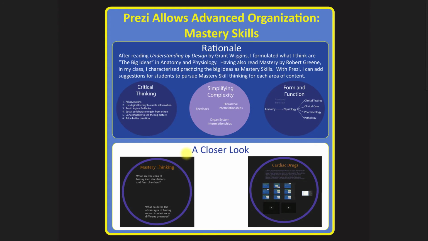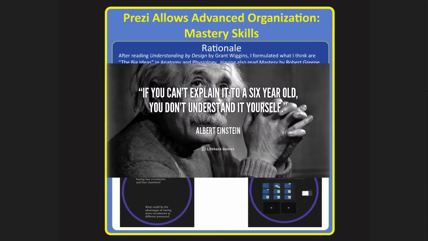After reading a book called Understanding by Design by Grant Wiggins, I formulated what I think are the big ideas in anatomy and physiology. The first is critical thinking. They have to be able to ask questions, use digital literacy to curate that information, avoid logical fallacies, like don't just always go to certain sources, don't use confirmation bias where you're always looking for people that agree with you. Socially collaborate, because more brains are better than one, and then try to see the big picture rather than just memorizing facts. If you do those steps, you'll ask better questions, and to me, that's what critical thinking is. I want my students to simplify complex things. They don't understand something until they can explain it to their mom or 9-year-old kid.